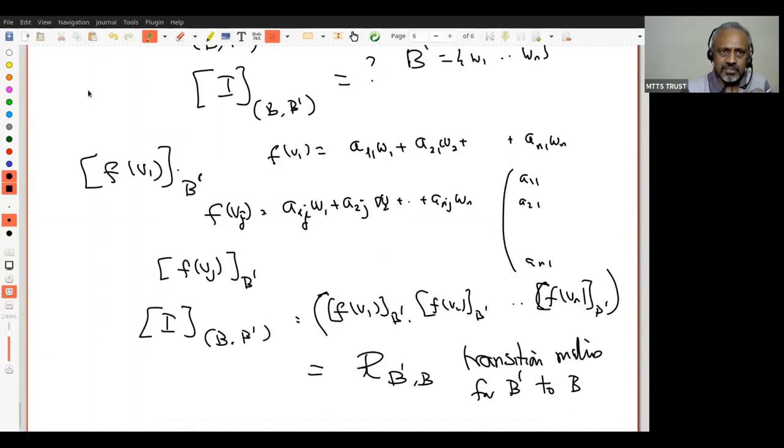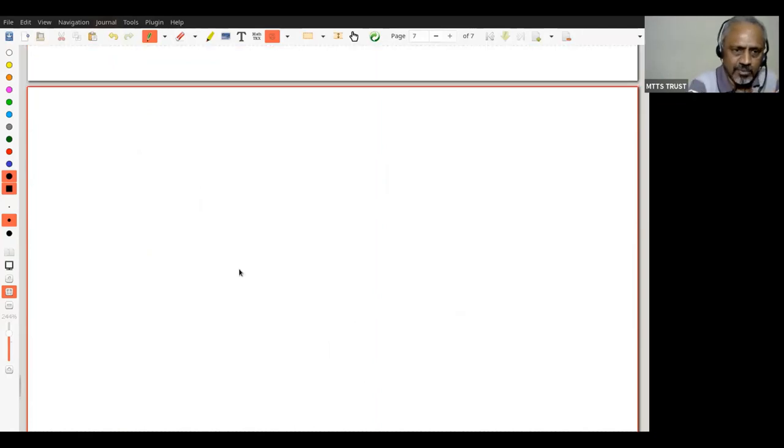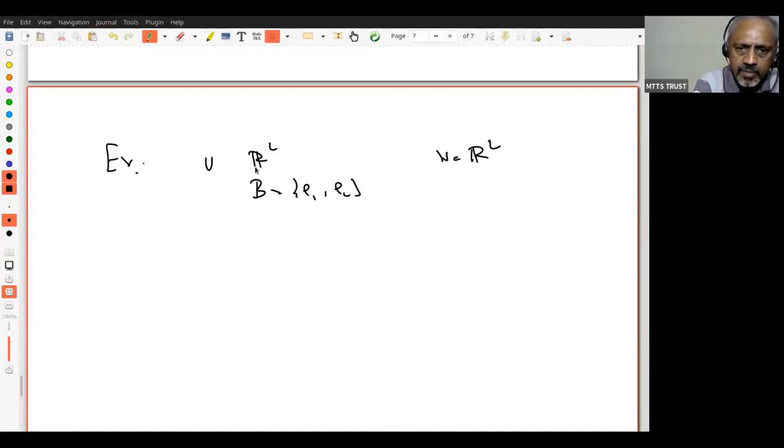If you want, I will just look at a very simple example, and with that, I will stop. We had already done that possibly as a very typical example. Again, let us look at the simplest case. The standard basis here, e1, e2, and this is the codomain W. And for B dash, I choose the basis e1 plus e2 and e1 minus e2, that is my w1, w2, right?